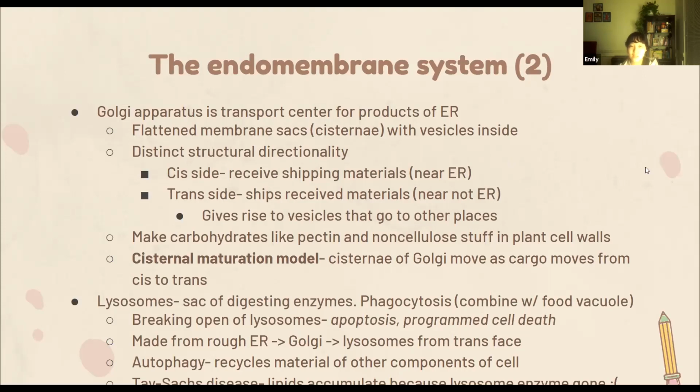And so the Golgi apparatus also forms sugars like pectin and a bunch of other sugars that are not cellulose found in plant cell walls. So plant cell walls are mostly made out of cellulose, but a lot of the parts that are not are formed in the Golgi apparatus. A lot of people also call the Golgi apparatus the Golgi complex or just Golgi.